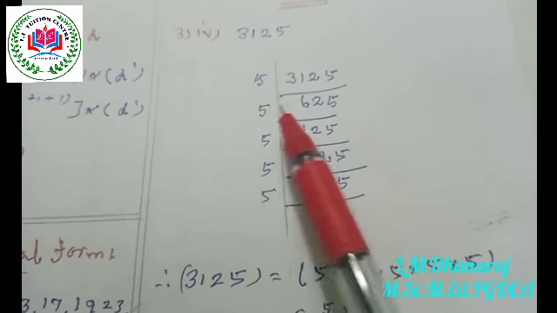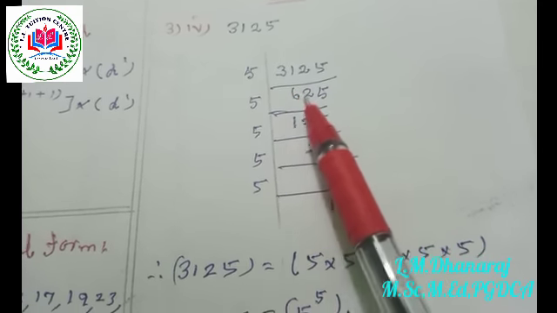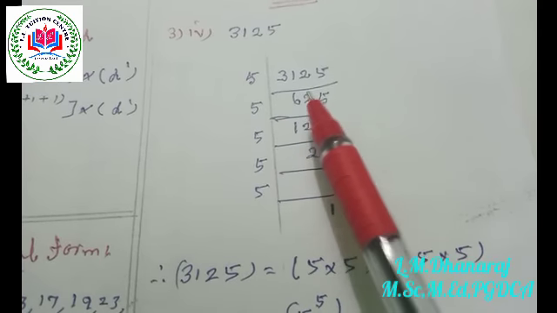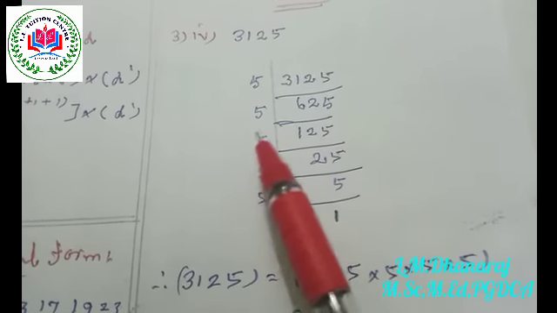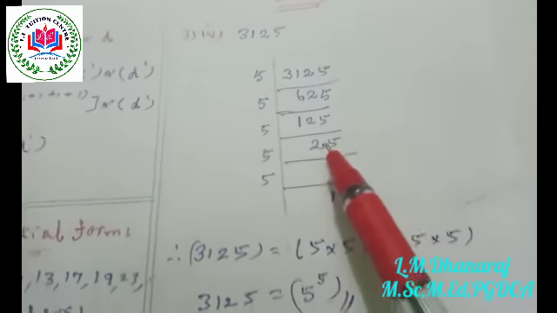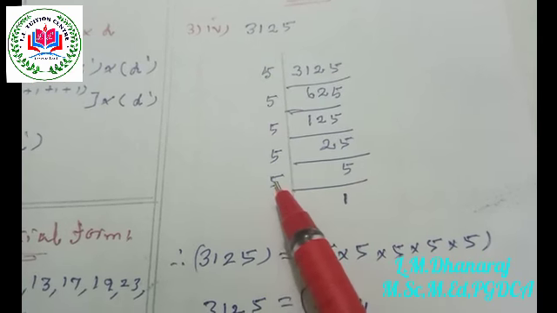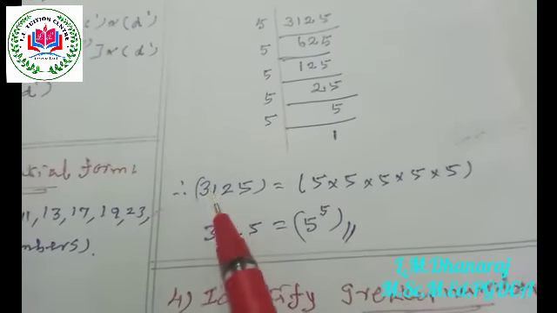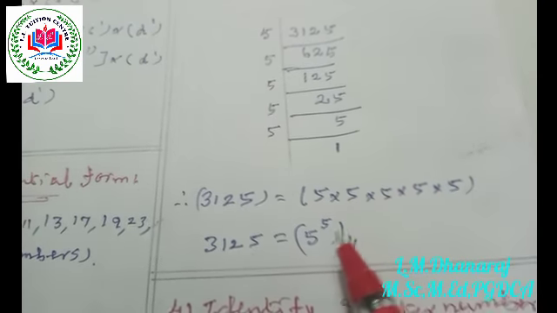Again this can be divisible by 5. Dividing by 5, 1 5 is 5, remainder 1, so 12. 2 5s are 10, remainder 2, so 25. 5 5s, this 125 can be divisible by 5. Dividing by 5 gives 25. This 25 can be divisible by 5 again, and 5 can be divisible by 5, 1 time. So 3125 can be written as 5 into 5 into 5 into 5 into 5, that is 5 power 5.